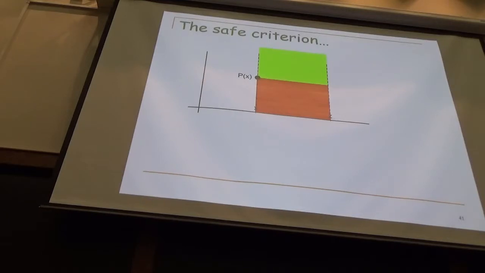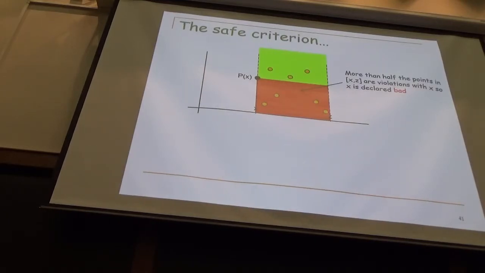So let's see how that works. Here's X. You're given X as input, and now you search through alternative points as the other endpoint, and you look at the interval there, and then you want to determine what fraction of points are in violation with X. In this case there are 7 points, and more than half of them are in violation with X, so you declare X to be bad.